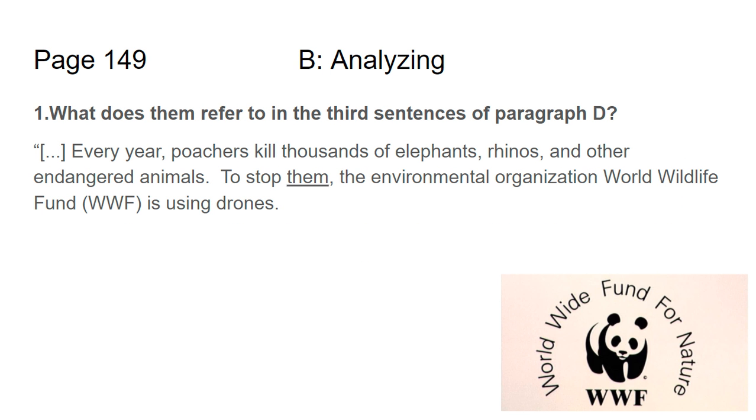Okay, now we're on to section B. If you look in your book, section B, it says, what does them refer to in the third sentence of paragraph D? Okay, what does them refer to? Every year, poachers, that's people who kill animals illegally, poachers kill thousands of elephants, rhinos, and other endangered animals. To stop them, the environmental organization, World Wildlife Fund, or WWF, is using drones.